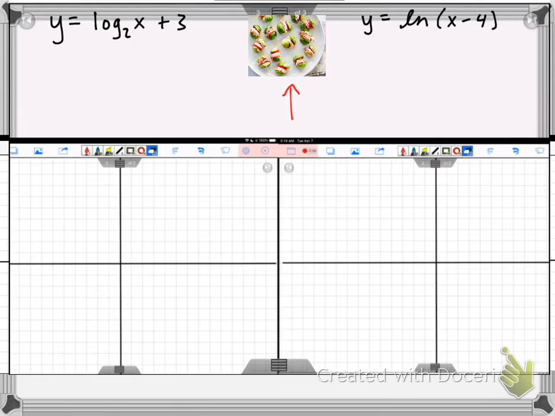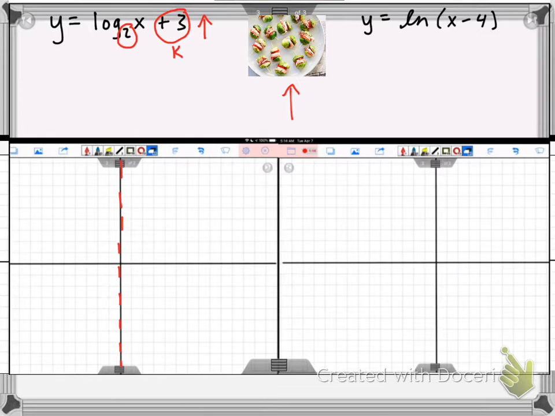So here we're in the appetizer section. A couple of examples of how to draw a graph of transformations of the parent function. On the left side here we have log base 2 of x, and then we have log base 2 of x plus 3. And we know that that plus 3 value, that's our k. That means we're going to transform, meaning we're going to move the graph of log base 2 of x up 3 units. So let's draw the graph of log base 2 of x.